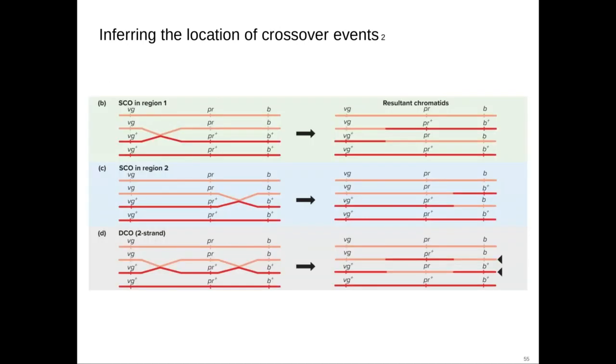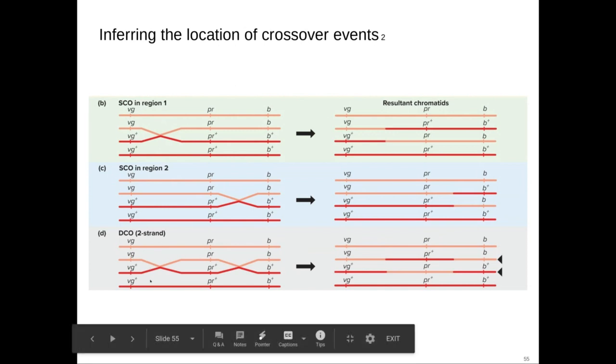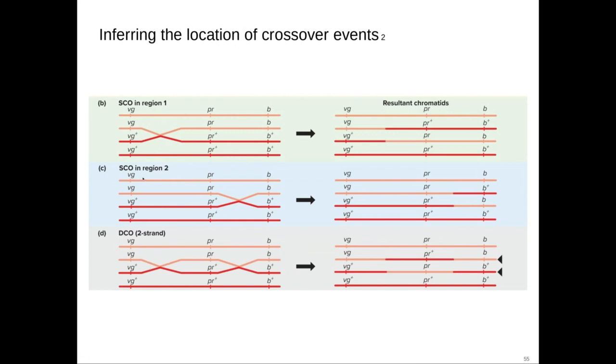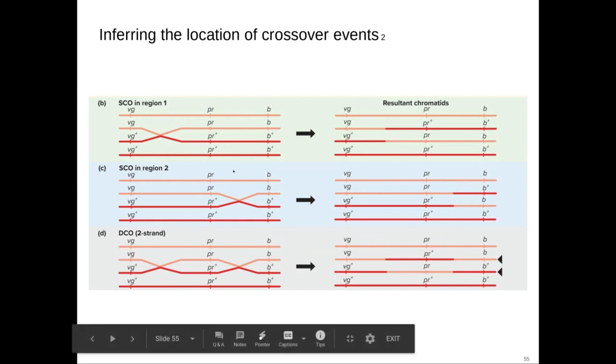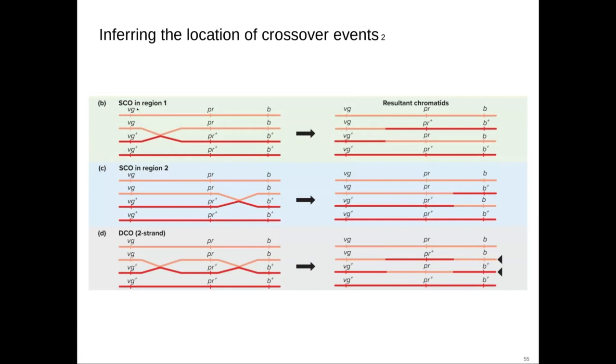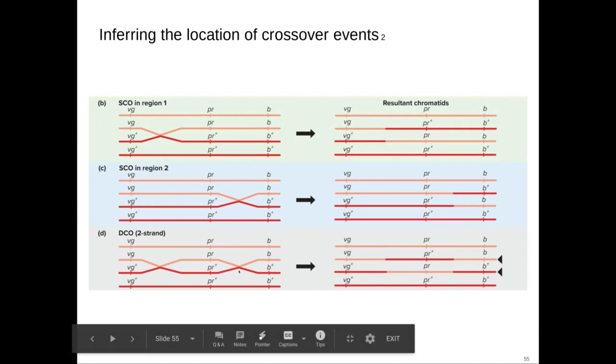So let's just look at this. Now, we have a crossing over event in region 1, region 2, or both at the same time. So there's 3 potential ways for this to occur, right? If we have a crossing over event here, it produces this distinct genotype. A crossing over event here produces this distinct phenotype, and a double crossover produces this distinct phenotype.